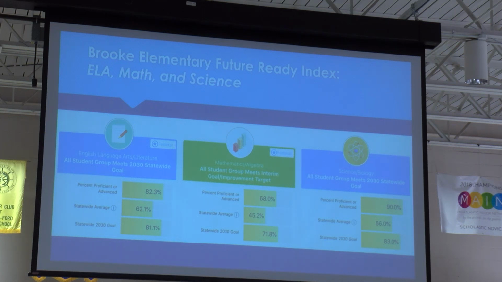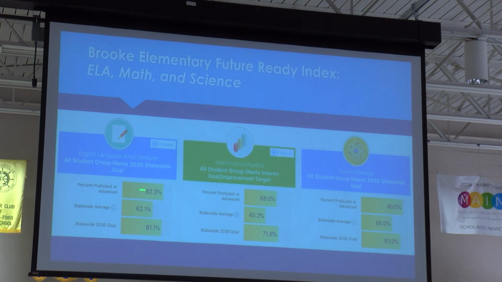Going back to the PA Future Ready Index, this is a snapshot of when you start to dig deeper into that initial dashboard to see what pieces all contribute to those initial circles. This is taken directly from the Future Ready Index, and it represents proficient and advanced on the PSSAs in comparison to the state average. So when you look at this, the column on the left represents English language arts, the one in the center represents math, and the one on the right represents science.